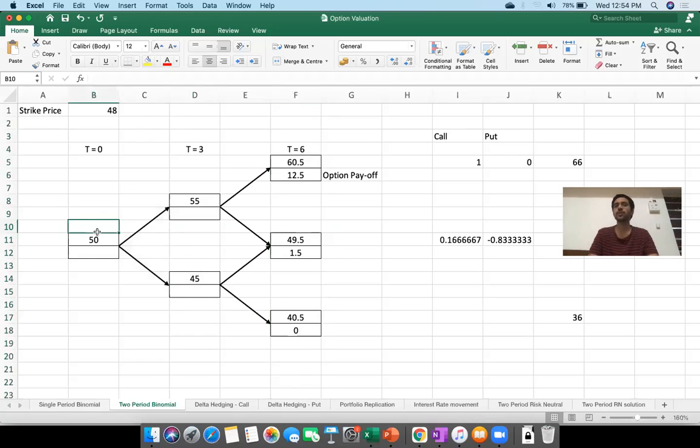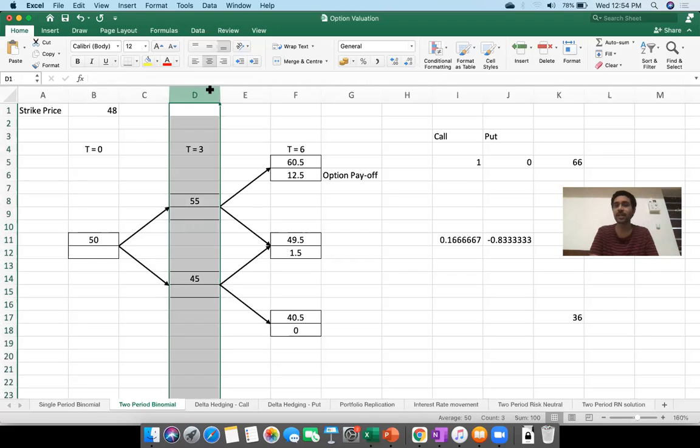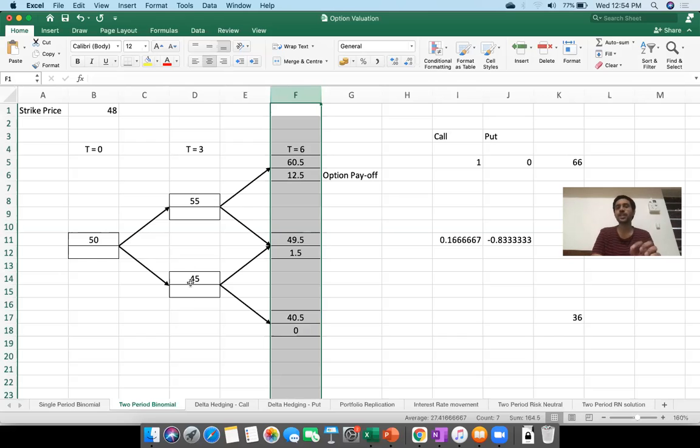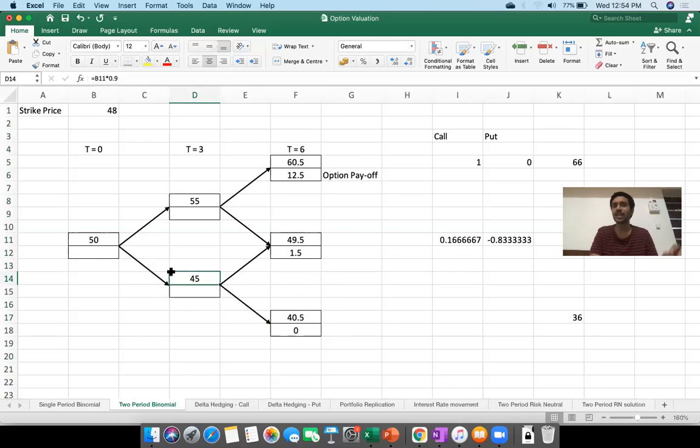In our example, we assume that the current share price of 50 can go up to 55 or fall down to 45 at the end of the 3rd month, which is at the end of the first period. Let's say if the share price is 55 at the end of the 3rd month, from 55 it can again go up to 60.5 or fall down to 49.5 at the end of the 6th month. If the share price at the end of the 3rd month is on the downside, which means at 45, then at the end of the 6th month, the share price can go up from 45 to 49.5, or fall down from 45 to 40.5.